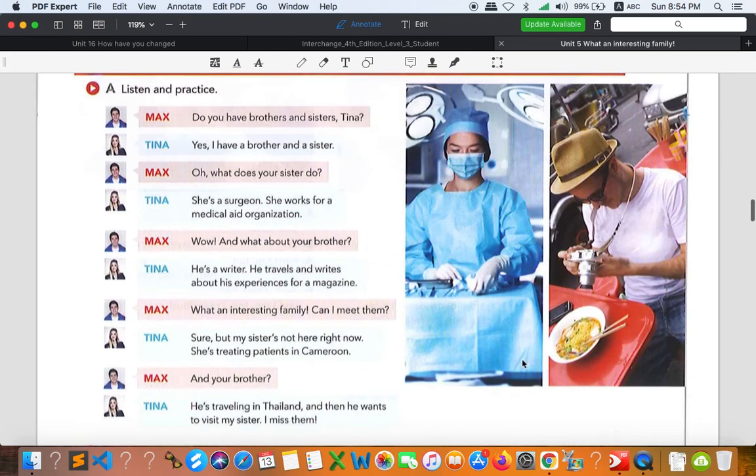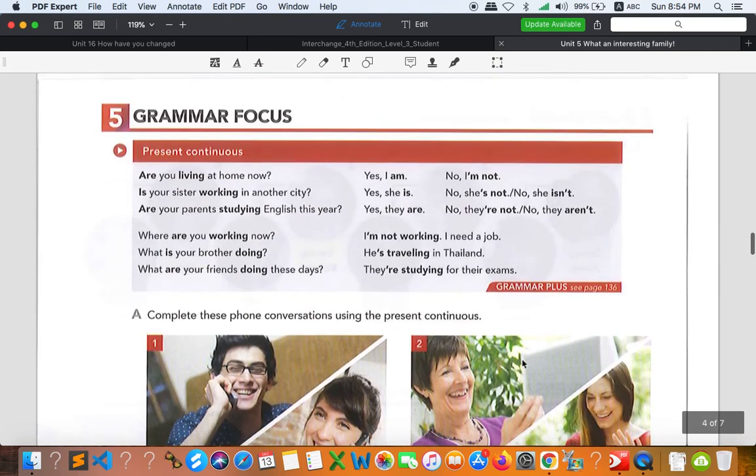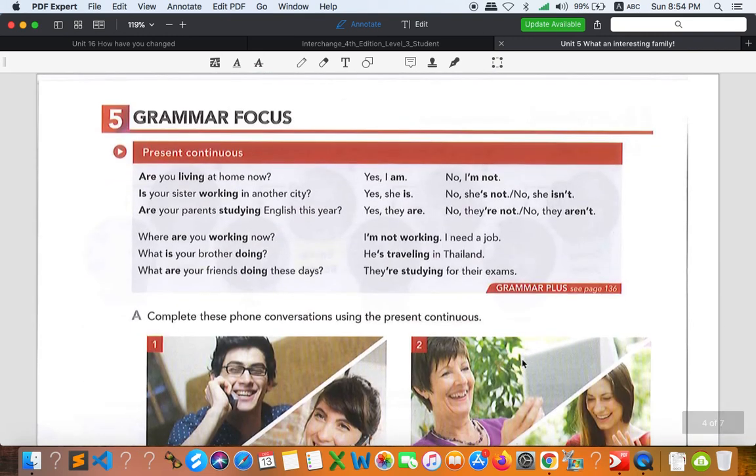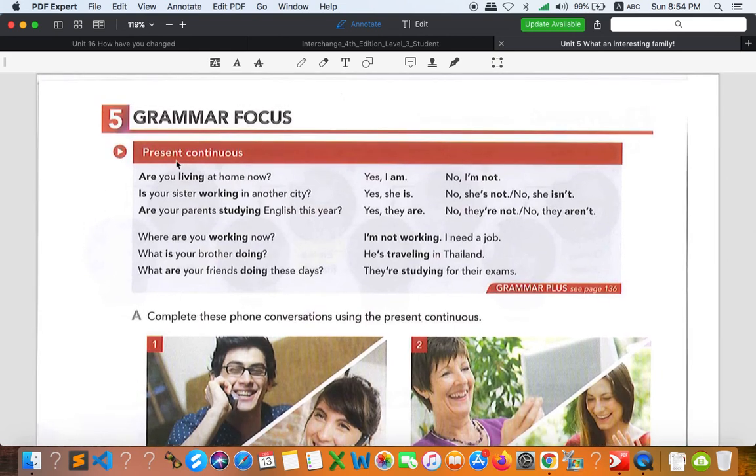All right, so let's go to next pronunciation. We are not going to focus on that, but we're going to focus on grammar focus, which is activity number 5, present continuous. So I will go to this grammar point, not very deep, just because of time. So I like to touch something a little bit, okay? But not really deep of the present continuous tense.